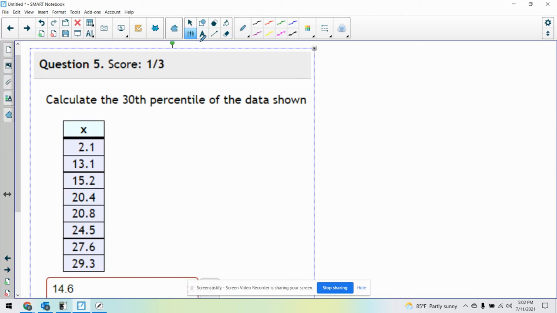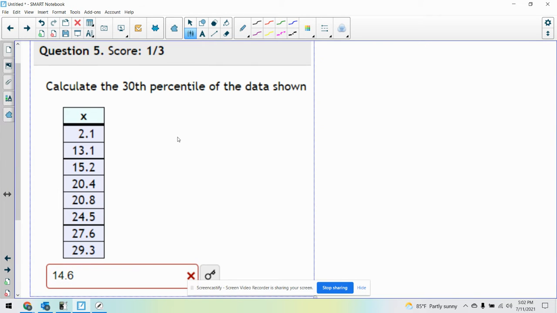Okay, this is the first question. It says calculate the 30th percentile of the data shown. So the first thing we need is how many data values there are. 1, 2, 3, 4, 5, 6, 7, 8. So we're going to take 8 and multiply it by 30%.